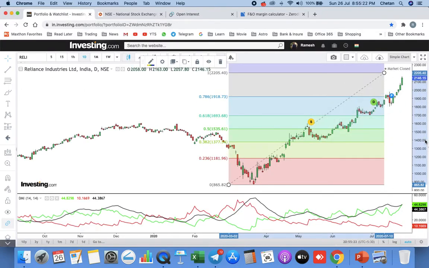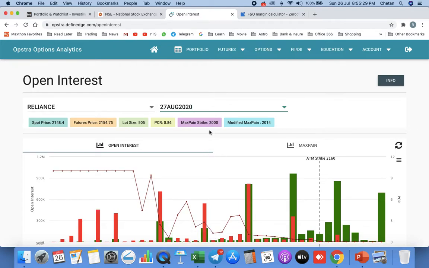Monday will possibly gap up and then gap down, or will gap down directly. Now 2000 is the level that option pain is indicating, so there is no risk of going upside as of now. The chances of downside are very high.